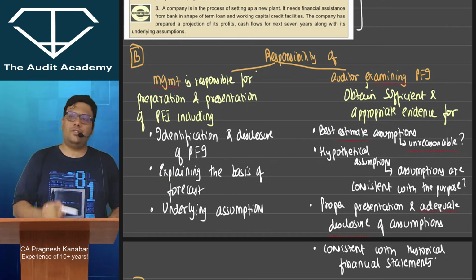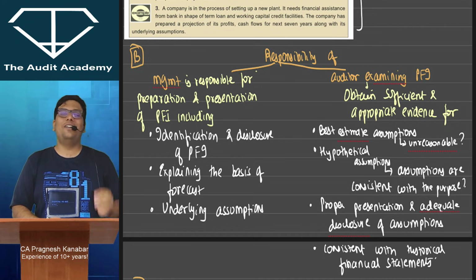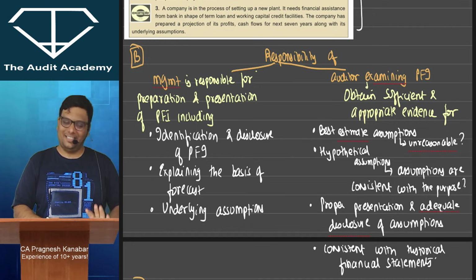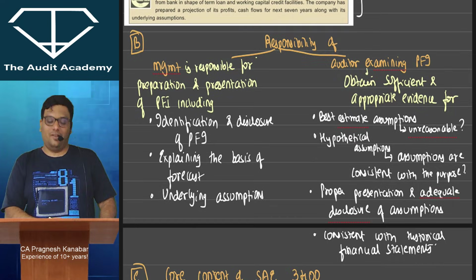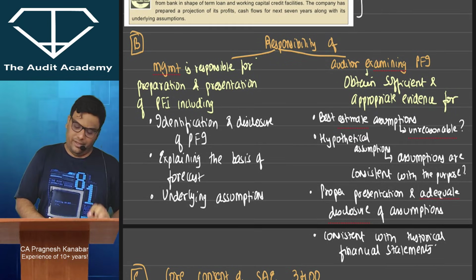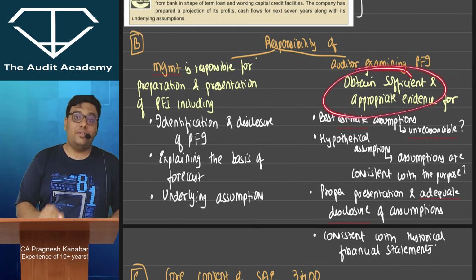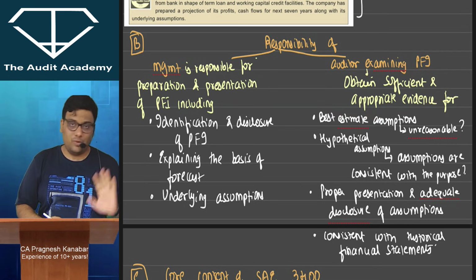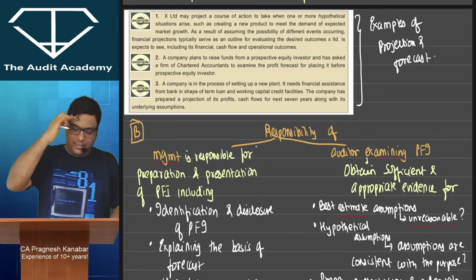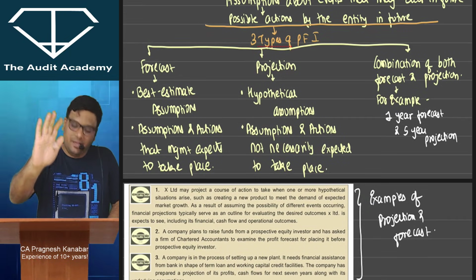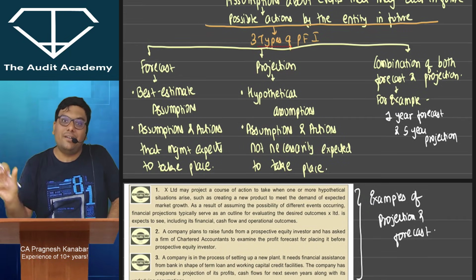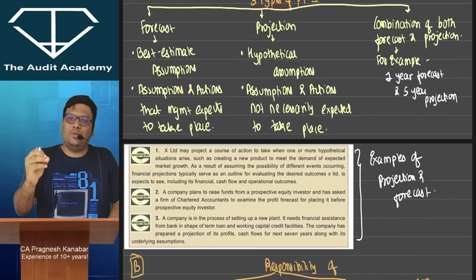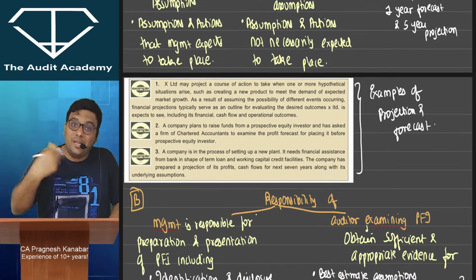What is the auditor's job? Although it says auditor, don't consider it as auditor or statutory auditor. They just use the word auditor over here. So the auditor examining prospective financial information has to obtain sufficient and appropriate evidence. Don't use the words sufficient and appropriate audit evidence. Just say sufficient and appropriate evidence. For what? Once you understand the main words here, assumptions, period covered, presentation, disclosure, should not be misleading, then you should be able to develop the answer.